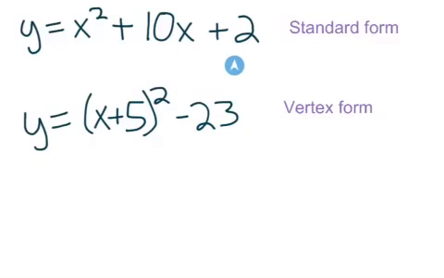So if you put this into your calculator or this into your calculator, it would give you the graph of the exact same parabola. Today we're going to learn how to go from standard form to vertex form by a method called completing the square. The reason why we do this is because sometimes when we have an equation in standard form, we may want to know what the vertex is.